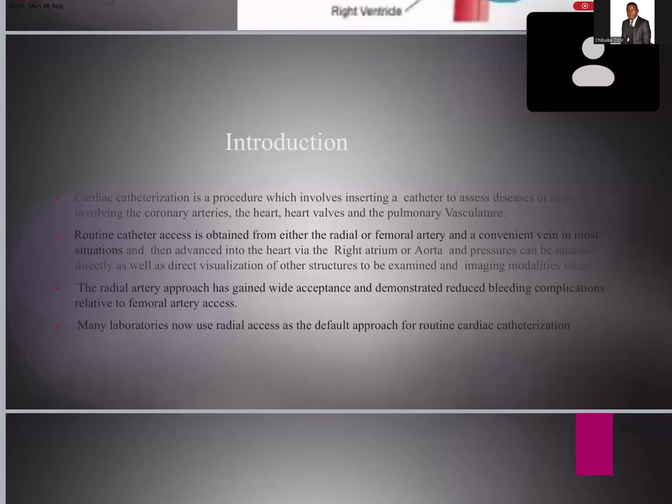Now, routine catheter access is obtained from either the radial or femoral artery and a convenient vein in most situations, and then advanced into the heart, either via the right atrium or the aorta, as the case may be, either right heart catheterization or left heart catheterization. And pressures can be measured directly, as well as direct visualization of other structures to be examined.